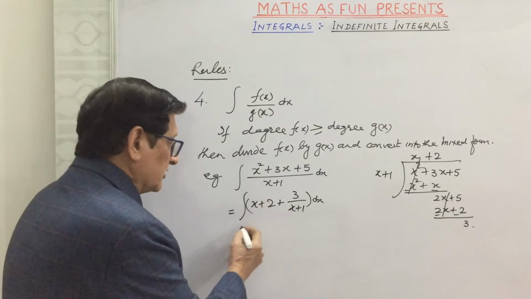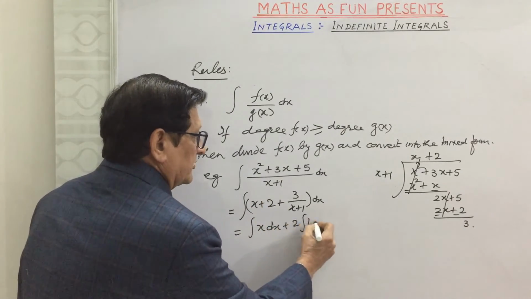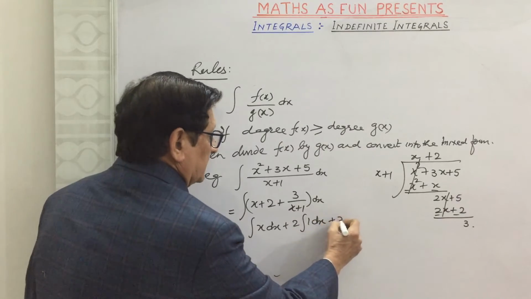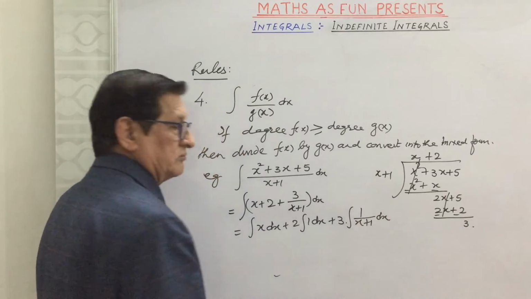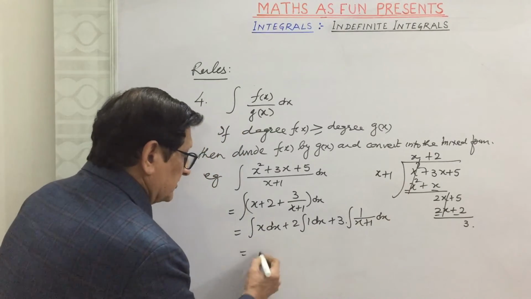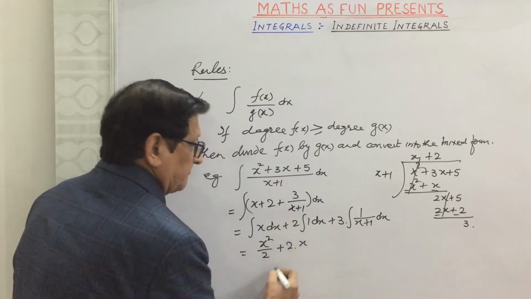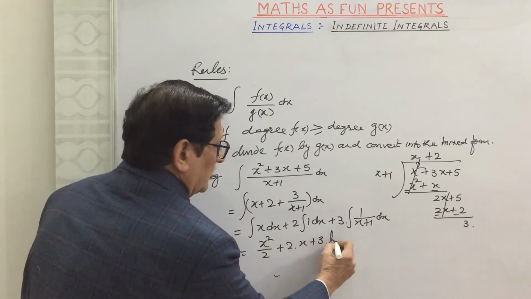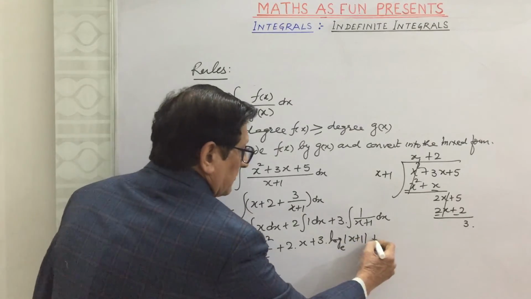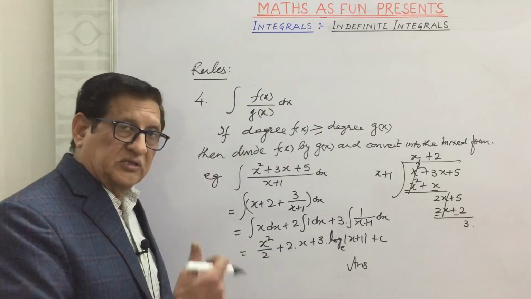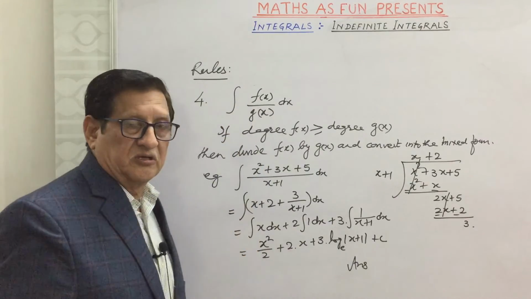And now using the rule we can write integral of x plus 2 into integral of 1 plus 3 into integral of 1 upon x plus 1. And we know this is x square by 2, 2 into x plus 3 into log of x plus 1 with base e plus c. By this method we can find the integral of such functions easily.